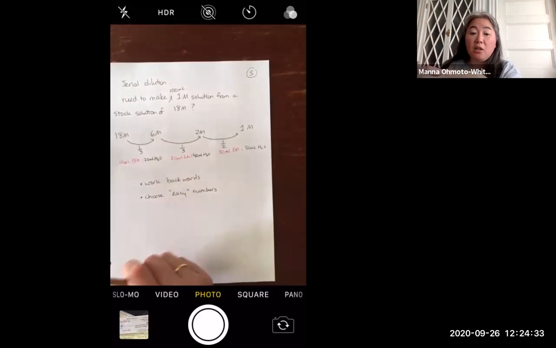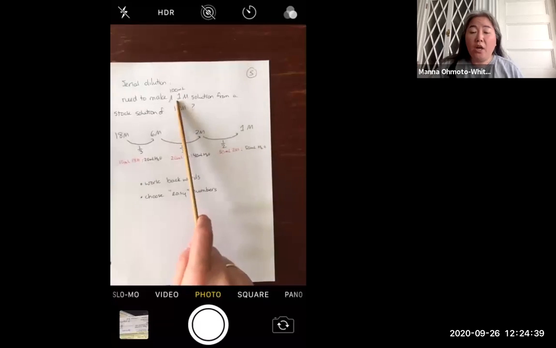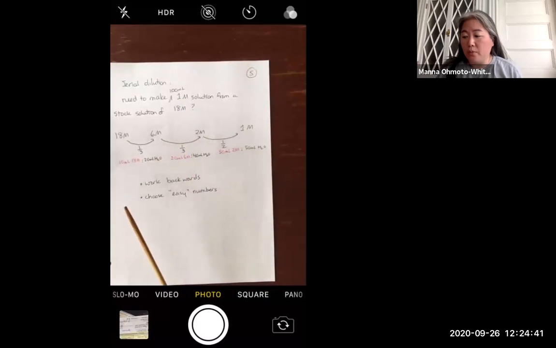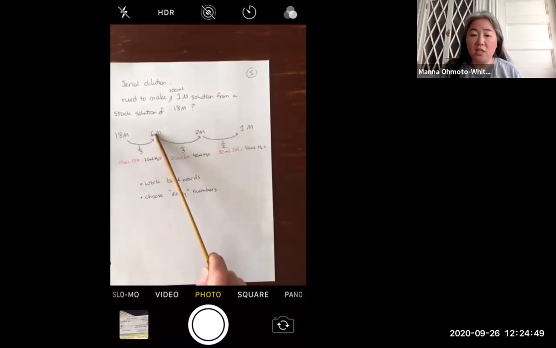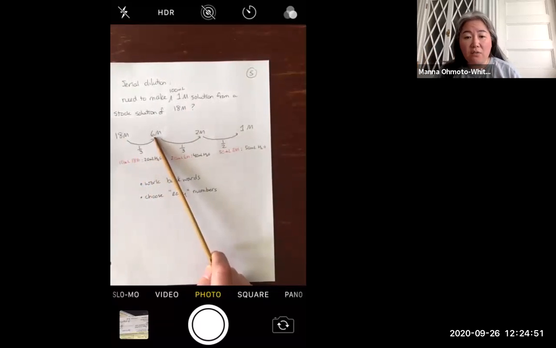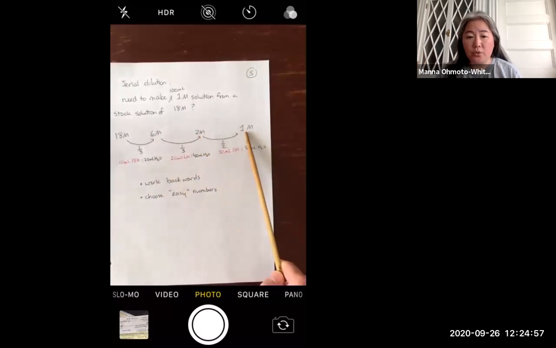So I always make a little bit more than we actually need, but not so much that I have to worry about storing it. So 100 milliliters of a 1 molar solution. I first figure out how many dilutions I want to make. So in this case, I'm doing 3 steps. I'm first diluting my 18 molar to a 6 molar. That's easier and safer to handle. Then I'm diluting that to a 2 molar solution, and then that to a 1 molar solution.